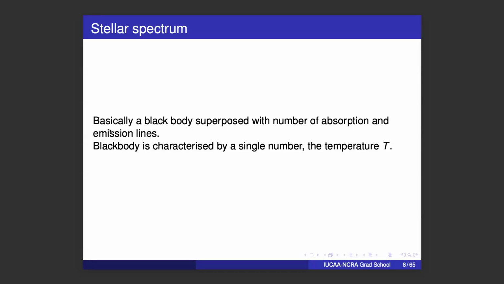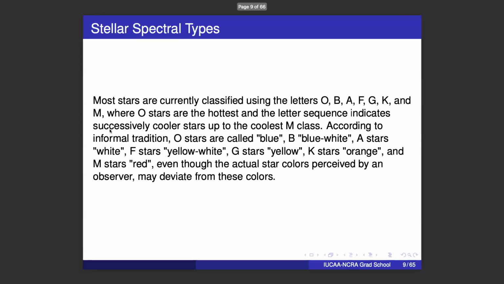In the case of the sun, these kinds of absorption lines are very commonly seen, and they are known as Fraunhofer lines in honor of the person who discovered them. A black body is, of course, characterized by a single number, the temperature. So these are the stellar spectral types. The main types are O, B, A, F, G, K, and M, where O stars are the hottest and the letter sequence indicates successively cooler stars up to the coolest M class.